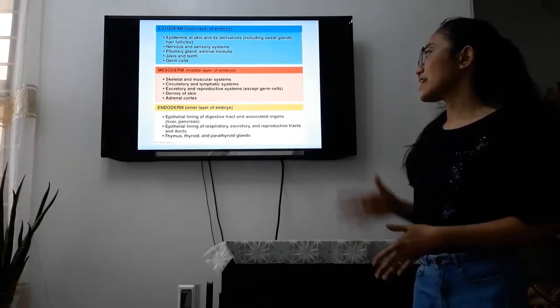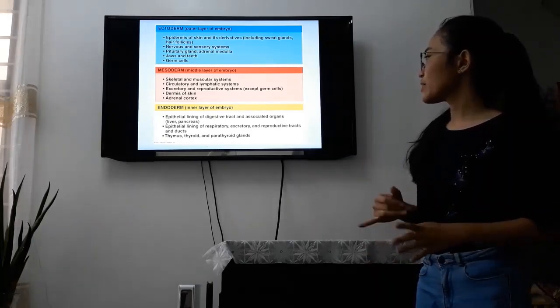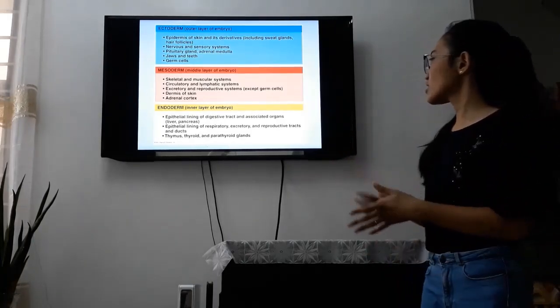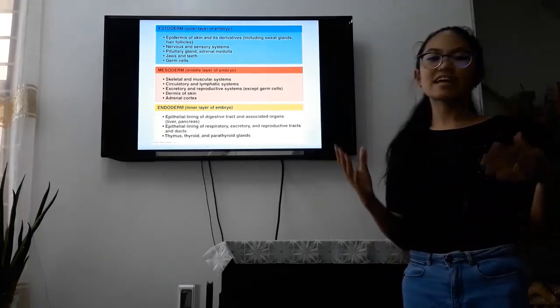Lastly, the endoderm is the inner layer of the embryo. It basically forms the epithelial lining of the digestive tract, the epithelial lining of respiratory, excretory, and reproductive tracts and ducts, and lastly, the thymus, thyroid, and parathyroid glands.